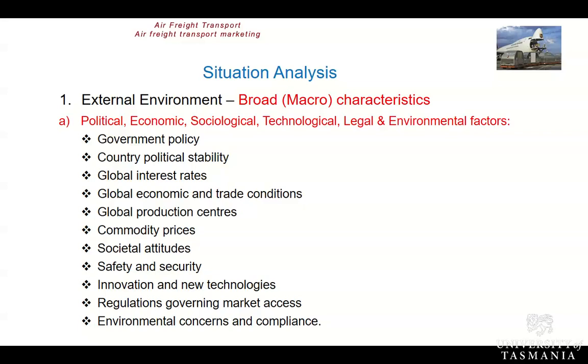Now, that's an example of some of the issues that you might be finding research on in the external environment. So it's issues around government policy. It's how government impacts on your ability to do business. We know that government plays a strong role in air service agreements and bilateral agreements to gain airspace in particular countries. And each of those particular elements that you see there could have a ramification for your business.